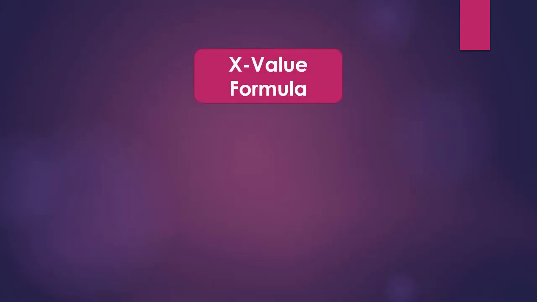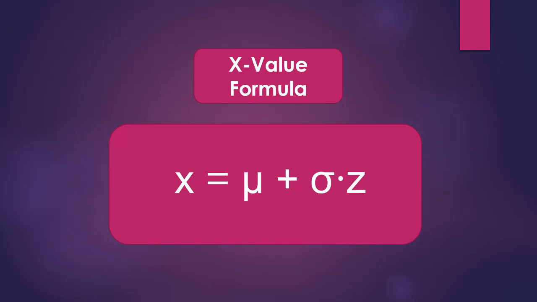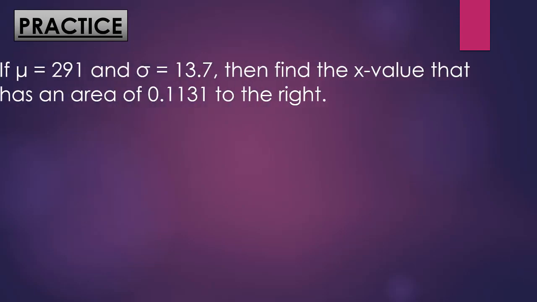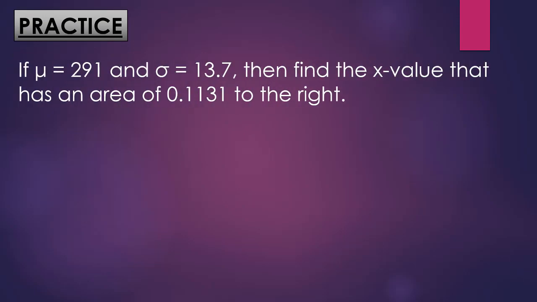So we get what's called the x value formula. The x value formula is what we just derived. X equals mu plus sigma times z. So if you have the z-score and the mean and the standard deviation, you can always find the x value that would result in those other values. So here's a practice problem for you. If mu equals 291 and sigma equals 13.7, find the x value that has an area of 0.1131 to the right. So give yourself a chance to do this. Pause the video. And when you're all ready to go, hit play.